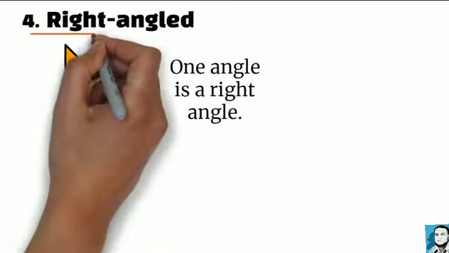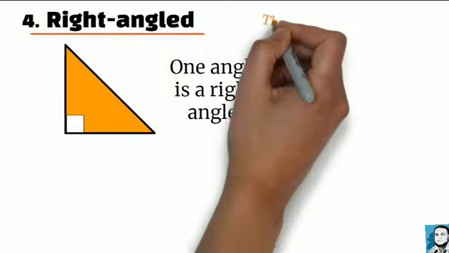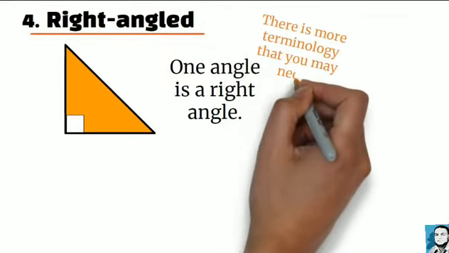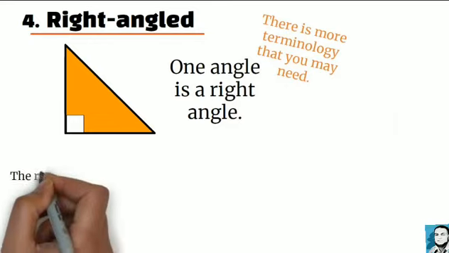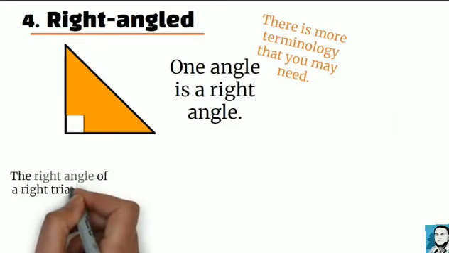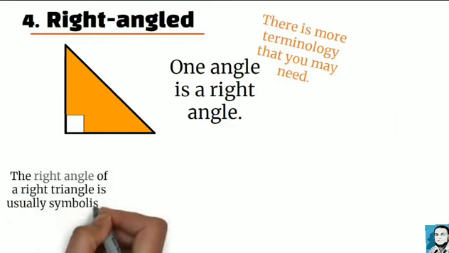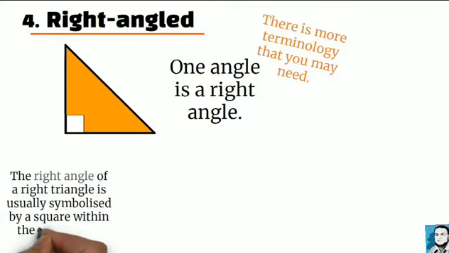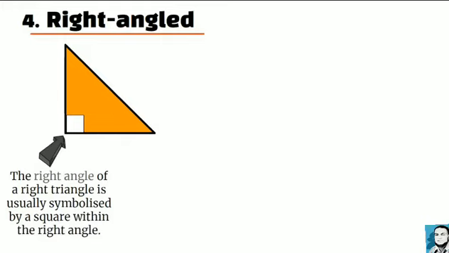Let's look closely at the right-angle triangle, as there is more terminology that you may need. The right angle of a right triangle is usually symbolized by a square within the right angle, like this one here.